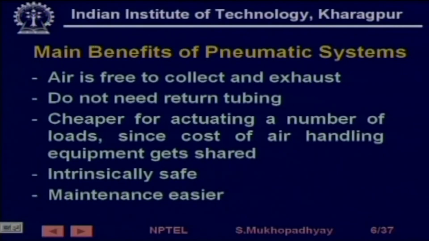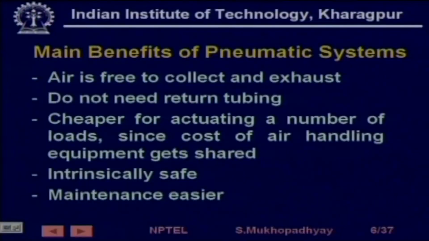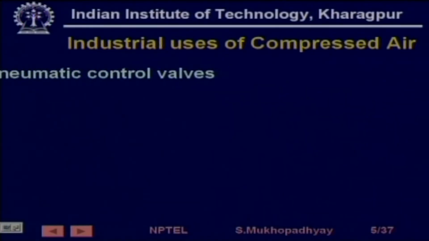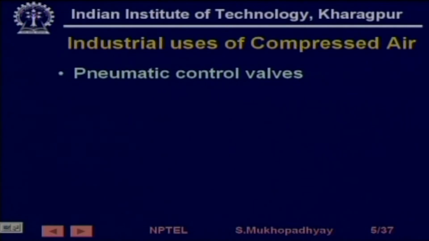On the other hand, there are disadvantages of pneumatic systems as well. Firstly, these systems are slower in performance compared to hydraulics. Their power handling ratings are also generally lower, and in terms of sophisticated controls, they are inferior to electric controls. Having said that, there are quite a few uses of compressed air in the industry, and some of them are pneumatic control valves.